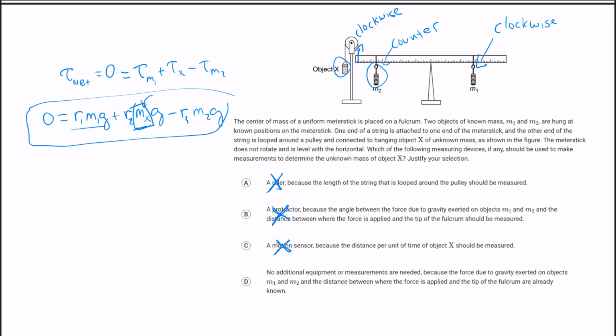Please don't pick C. C says no additional equipment or measurements are needed because the force due to gravity exerted on objects M1 and M2 and the distance between the forces applied to the tip of the fulcrum is already known. Yeah, that's exactly true, and I just showed you why we don't need anything else. We already have all the information we need to solve for the mass of object X.